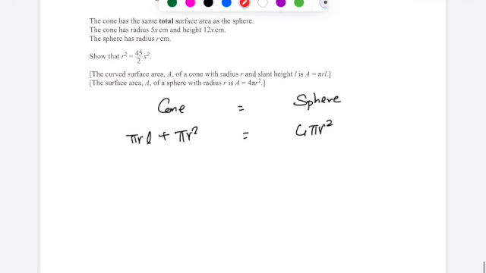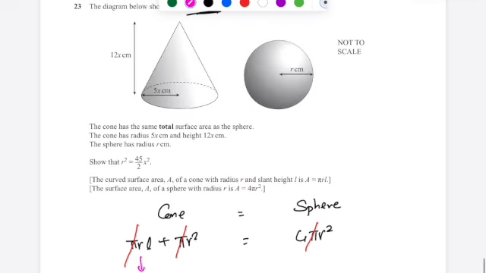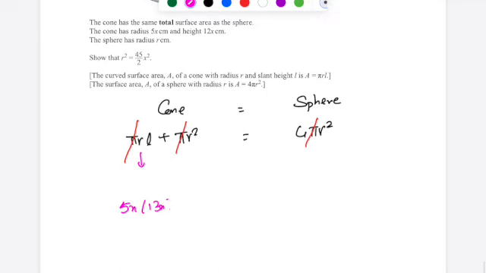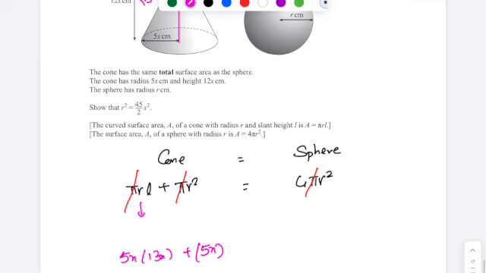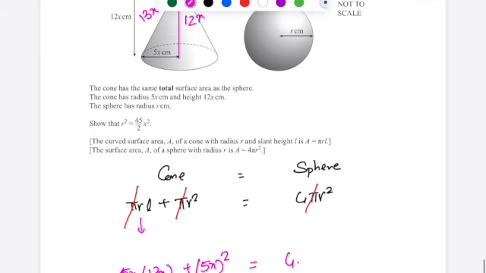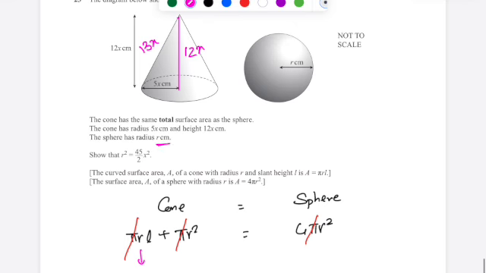So what I can do is cancel pi, pi and pi. Now what is the radius of the cone? 5x. What is the slant height of the cone? We don't know. So this is 12, this is 5, 12x. So this has to be 13x. Pythagorean theorem, 5, 12, 13. So this has to be 13x. Plus radius is nothing but what? 5x whole square equals 4 times the radius of the sphere, r square.